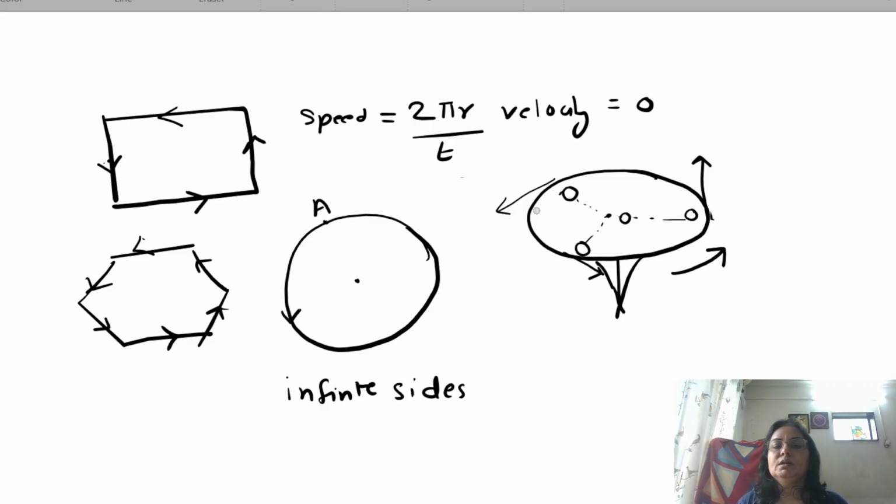So here the particle is moving in a uniform circular motion, and this is what we have to understand, that the direction of the particle is changing, though the speed is constant. Since the direction is changing at every point, it is moving with changing velocity.